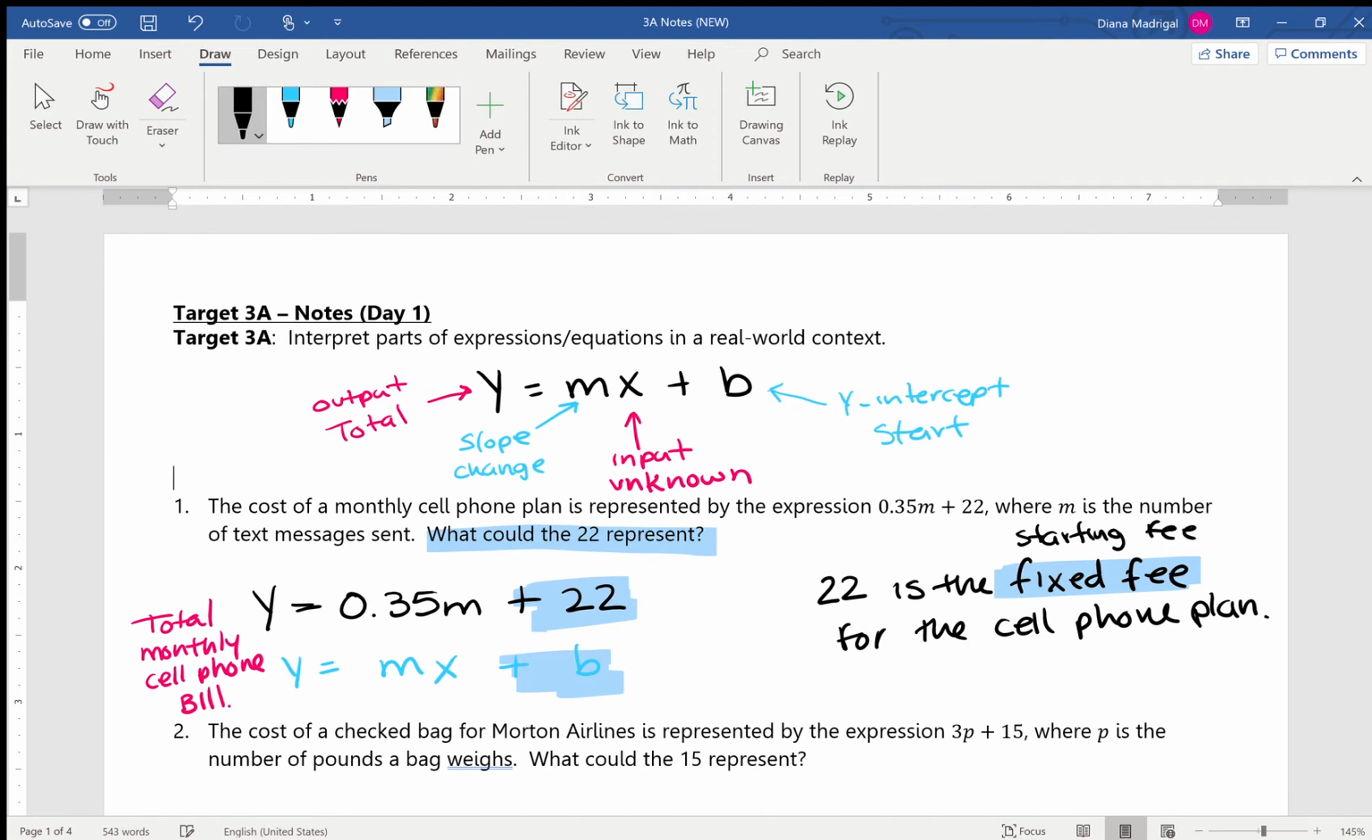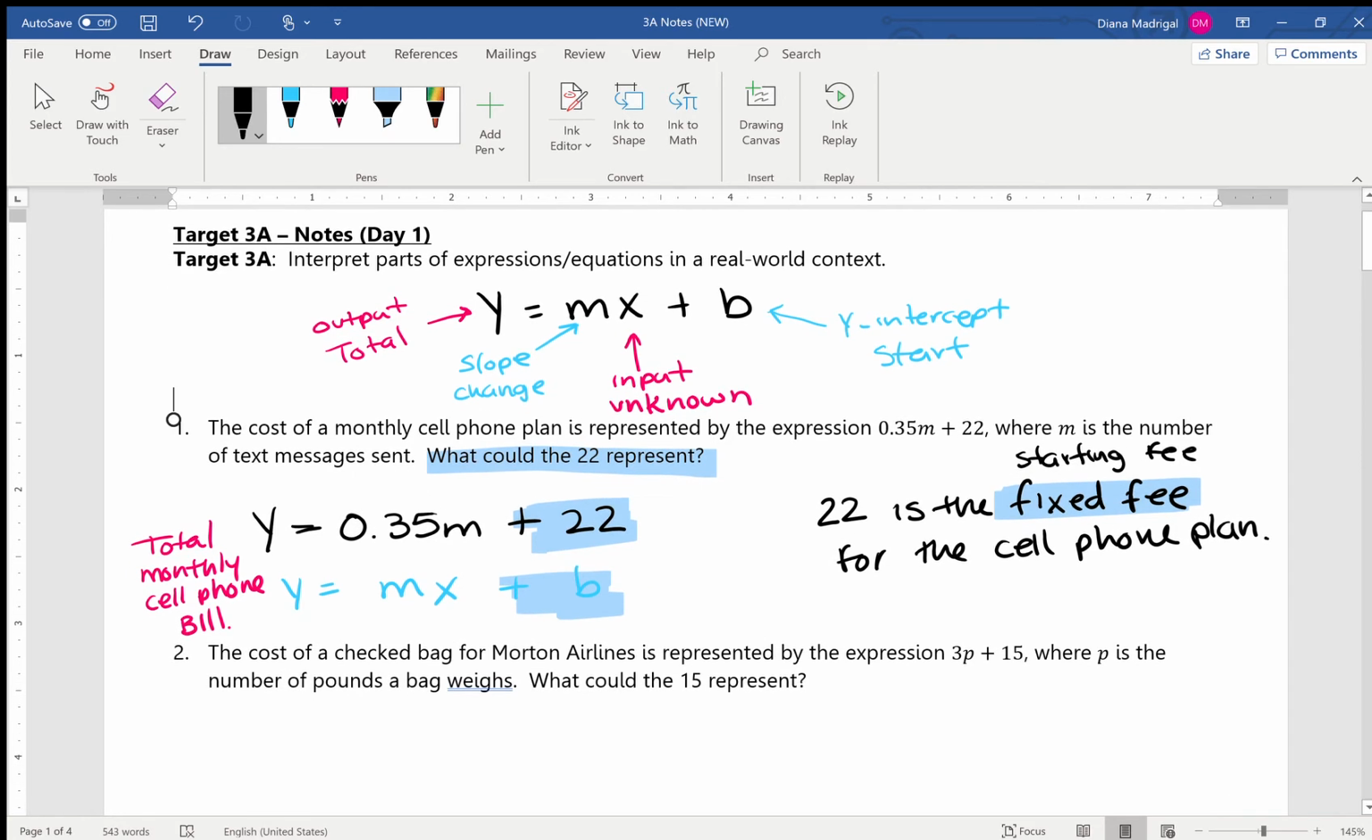And what is a fee? A fee is the amount of money they're going to charge you just by having a cell phone. So they're going to charge you $22 just by having a cell phone plan, plus 35 cents per text message. Again, you don't know how many text messages you're going to send. Every month is going to be different. That's why your unknown variable, your input, is M for this one. Again, they were just asking for 22, so 22 has to be the fixed fee. Fixed fee means that it's never going to change. It will always be part of your plan. So every bill, you're always going to see the $22. It's a fixed fee. It's the starting fee. And then that's it. We answer the question. 22 is the fixed fee for the cell phone plan.